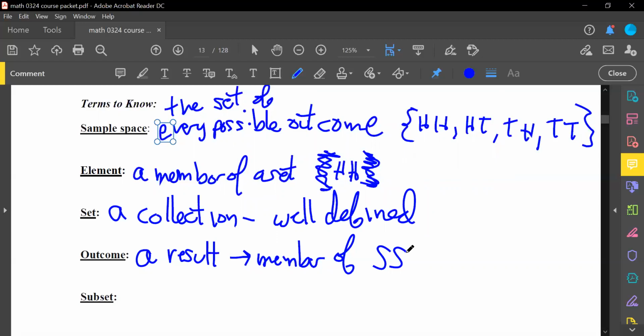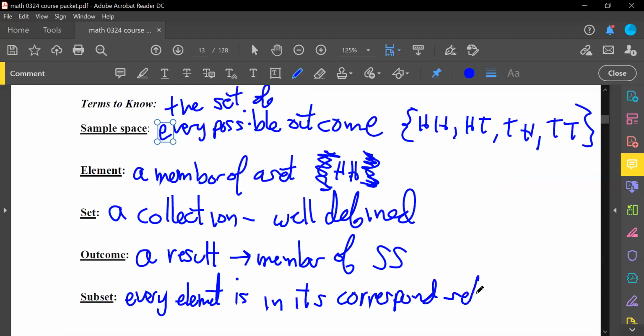All right, and a subset is a set, so it needs the brackets. It is every element is in its corresponding set. So if I were to list a subset of the thing above, HH, HT, whatever, that's a subset. Remember that the empty set is a subset of every set. And a proper subset can't be equal. So if I wrote all 4 of them down, that would be a not proper subset, okay?